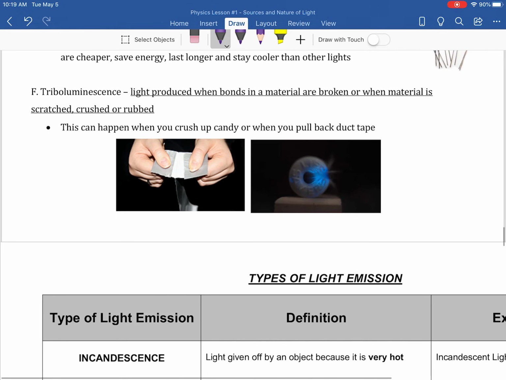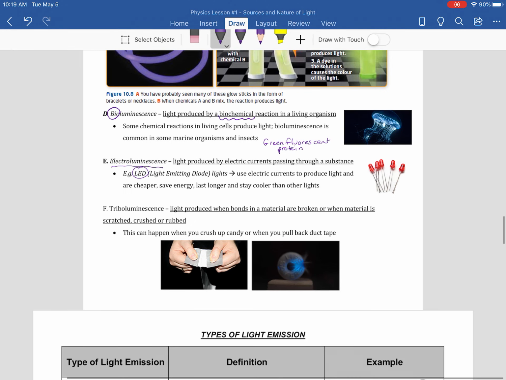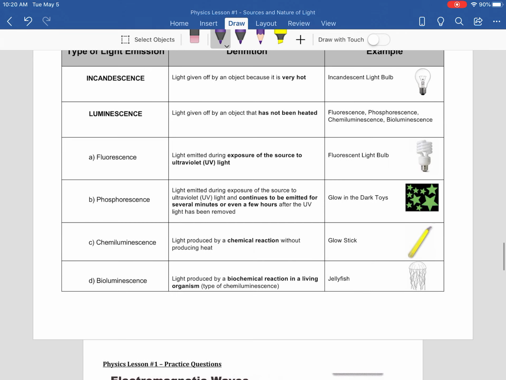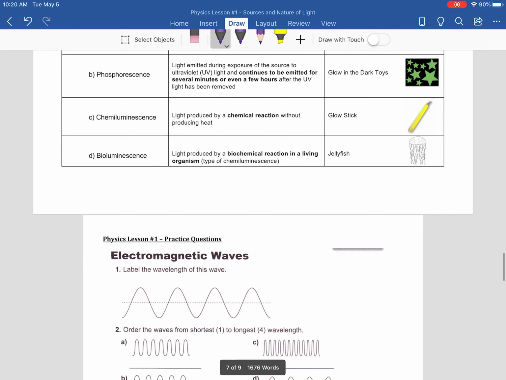Here's a nice chart. I'm just going to shrink it so we can see everything. There we go, and you can see the definitions. It's a nice little chart of all the different types of light emission, where you would find them, and exactly what they are. That's a great summary table.